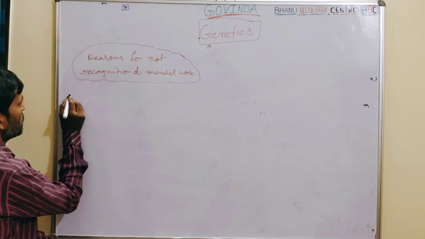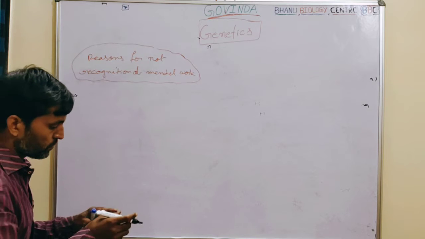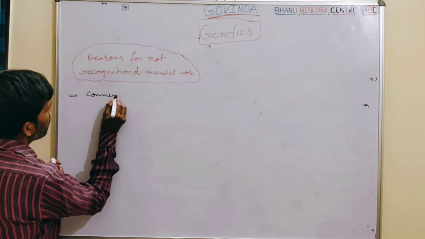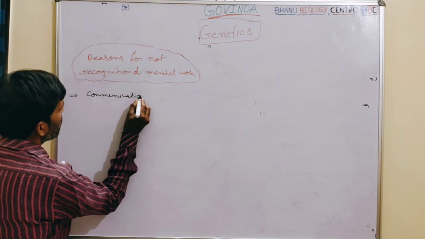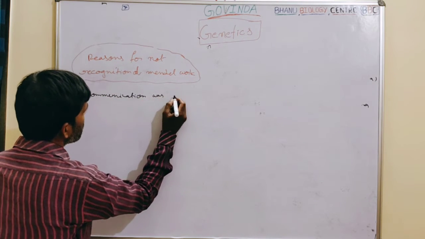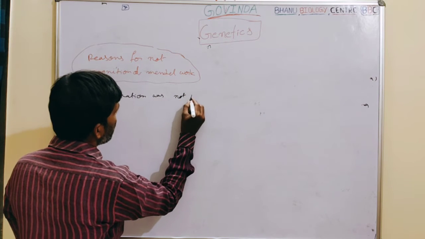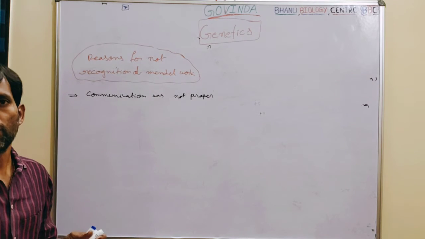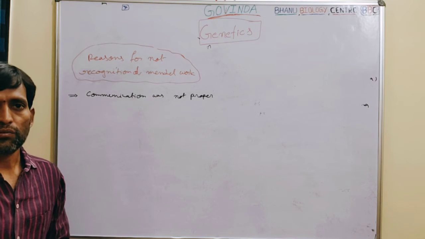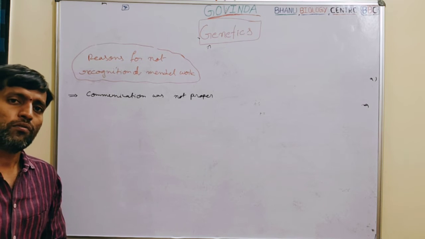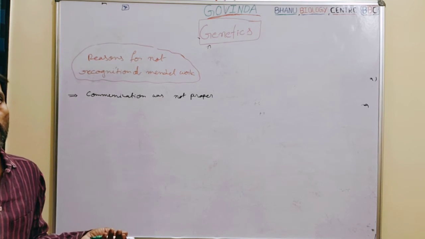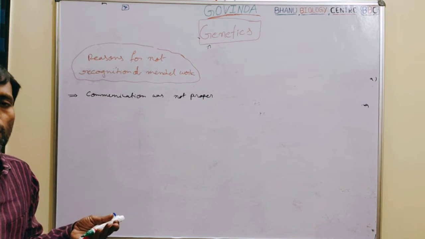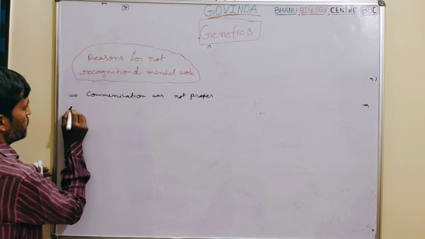The first reason is communication. Communication was not proper. In those days, it was very difficult to communicate information to a wide population or to many people. Because of that, the work was not published in a proper manner. That is the one reason.